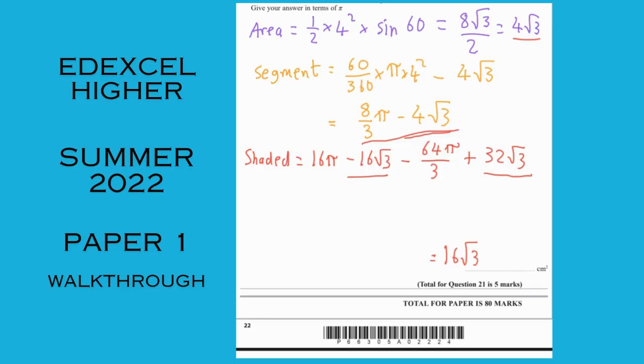Let's show you how to do it without a calc. First of all, ignore the pi. It's the fractions we're interested in. 16 is really 48 thirds. And here is negative 64 thirds. 48 minus 64 is negative 16 thirds. As I say, folks, not a nice question.